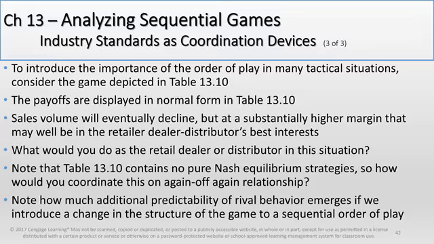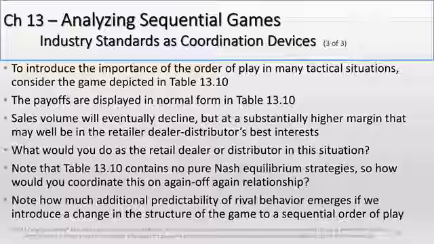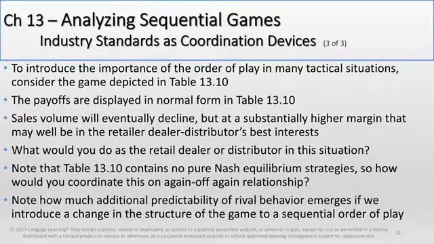Note that Table 13-10 contains no pure Nash equilibrium strategies. So how would you coordinate this on-again, off-again relationship? Note how much additional predictability of rivalry behavior emerges if we introduce a change in the structure of the game to a sequential order of play.